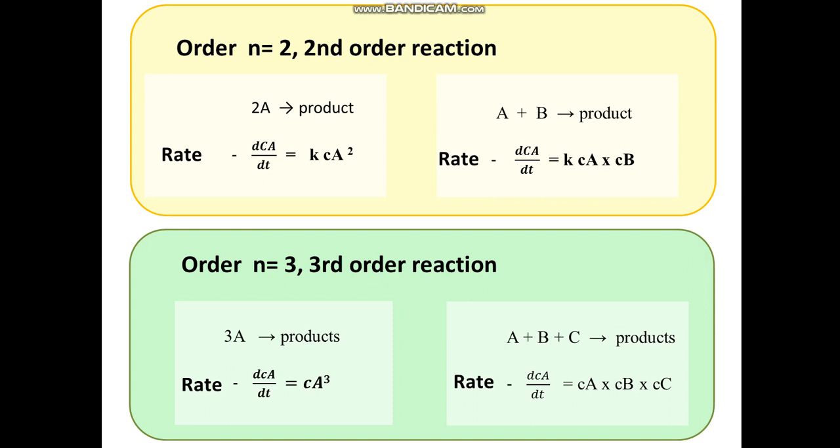Generally, for the nth order, we can write the rate expression as minus dCA by dt is equal to K into CA the whole raised to n.